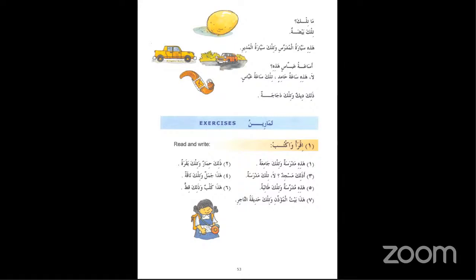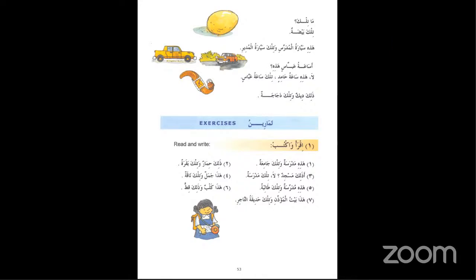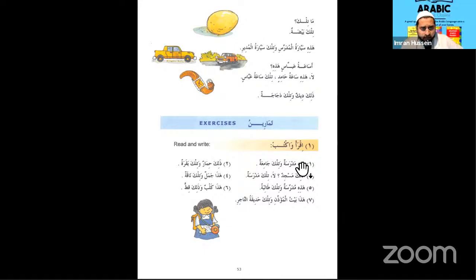ذلك ديك وتلك دجاجة. That is a rooster and that is a hen. Excellent. I want you to read 1 to 4. There are 7 or 8 there. So I want you to read 1 to 4 and then I'll get Sister Farwa to read the remaining. Go ahead.